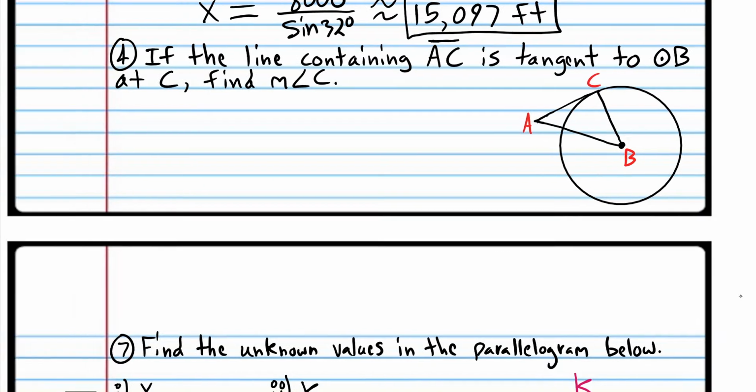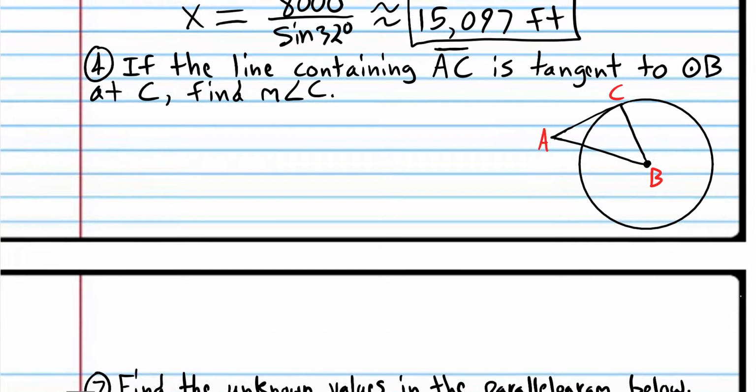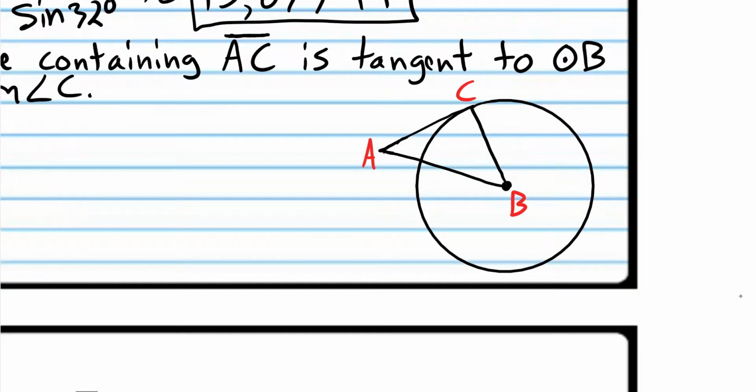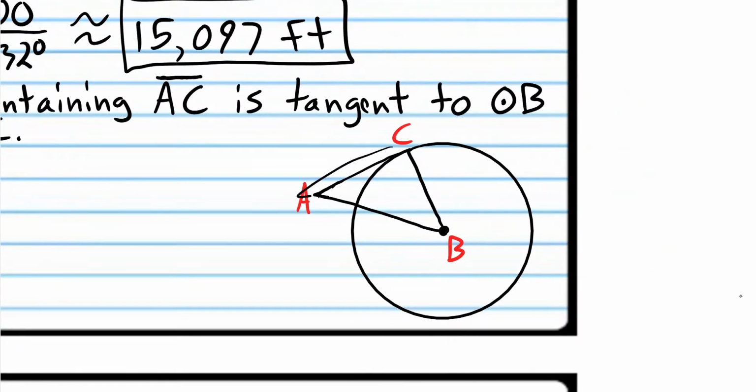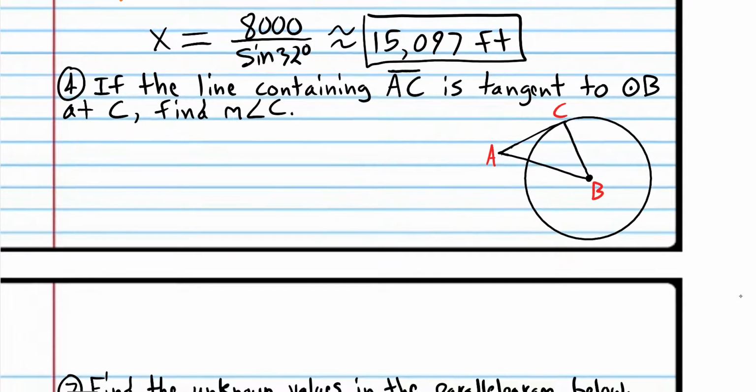All right, we're back. If the line containing segment AC is tangent to circle B at C, find the measure of angle C. So what that means is that the line that goes through AC, it touches the circle only once at C. So that's what it means to be tangent. And we learned a theorem that says that if AC is tangent to the circle, then that means this angle here must be 90 degrees, because this is obviously a radius.